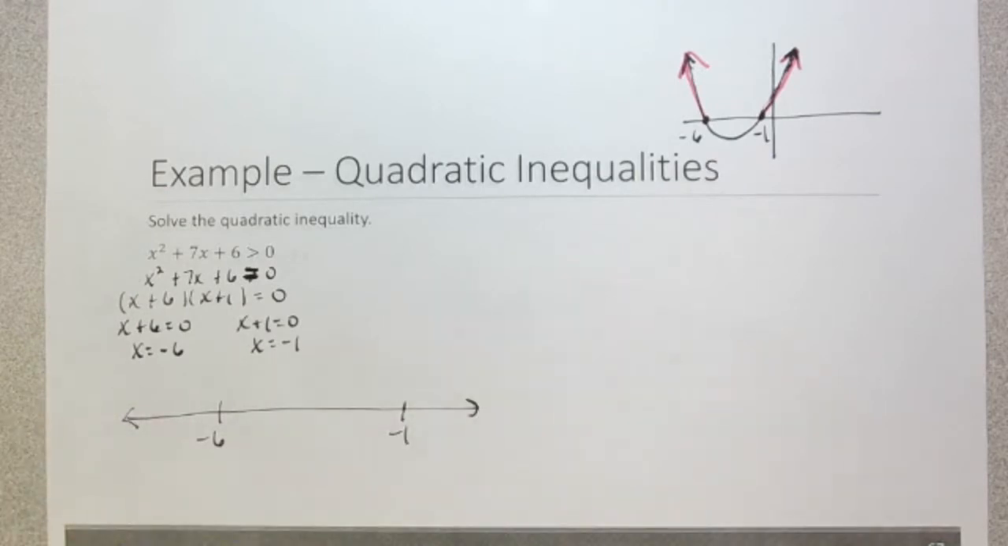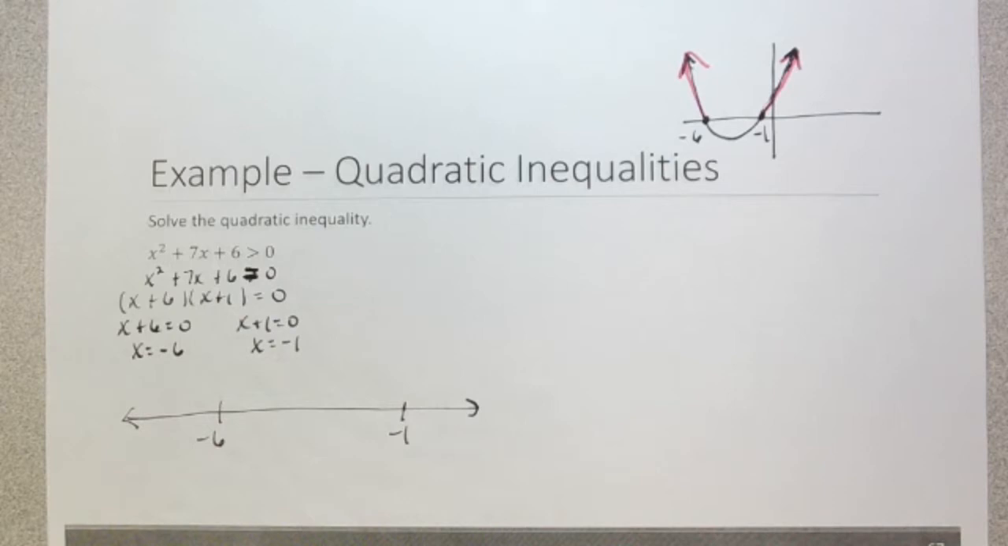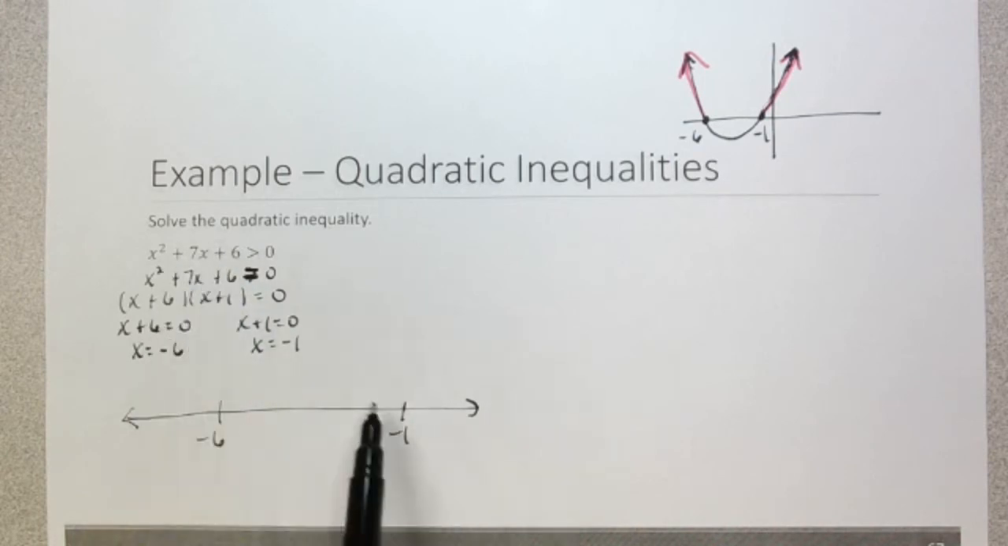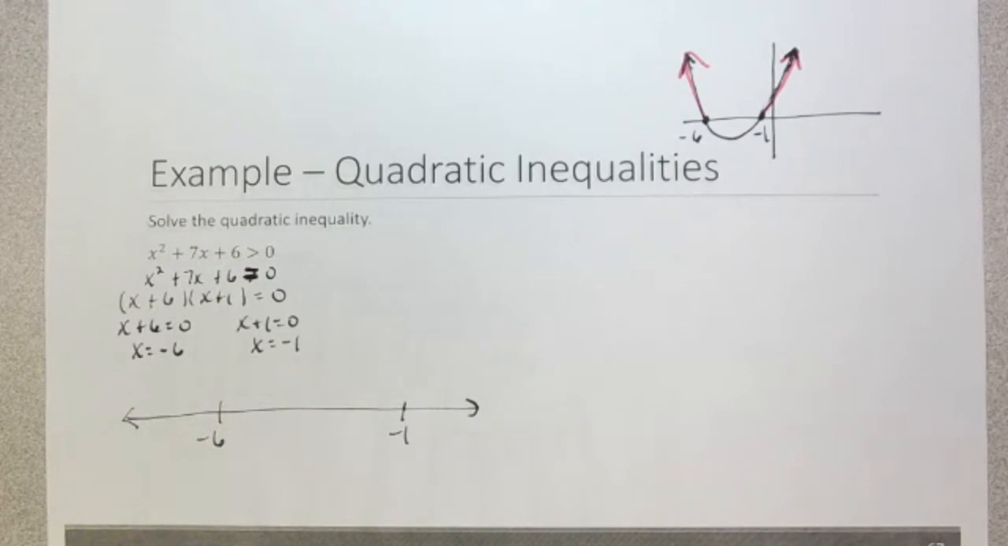But there's a technique that we can use algebraically with just testing some values. If any value less than negative 6 makes that inequality true, then that's going to be an interval that we want. If any value in between negative 6 and negative 1 makes that inequality true, then that's an interval we want. Or if any value greater than negative 1 makes the inequality true, that would be an interval that we would want. So what we'll do is we'll just test each interval. Let's just pick some values to test.